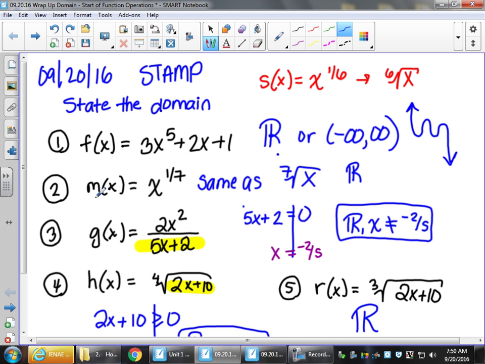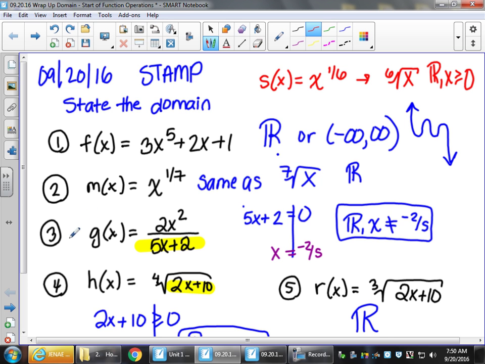In class, we discussed how number 2, we have to start getting comfortable with this fraction notation. X to the 1/7 is the same as the 7th root of x. That makes it an odd root, therefore it's all real numbers. And before we moved on to number 3, we went up here and tried another example, where I provided you with s of x equals x to the 1/6, which can be rewritten as the 6th root of x. This is an even root, so that would have a restriction of all real numbers x greater than or equal to 0.